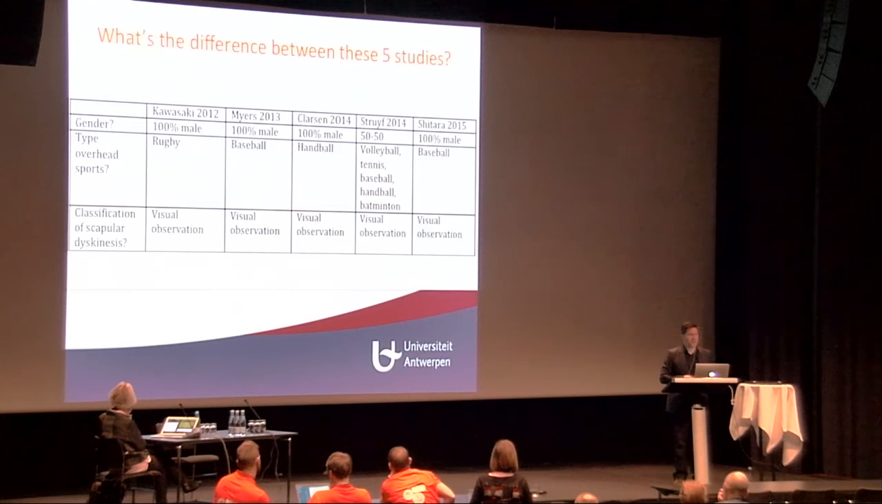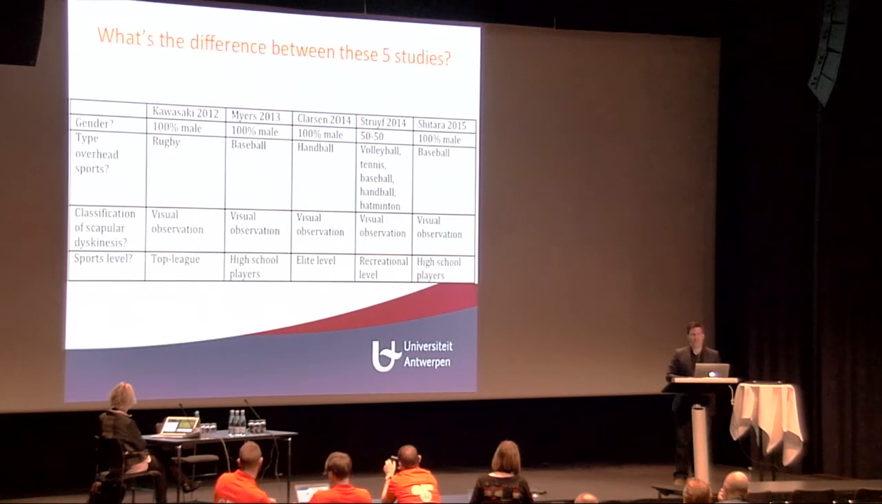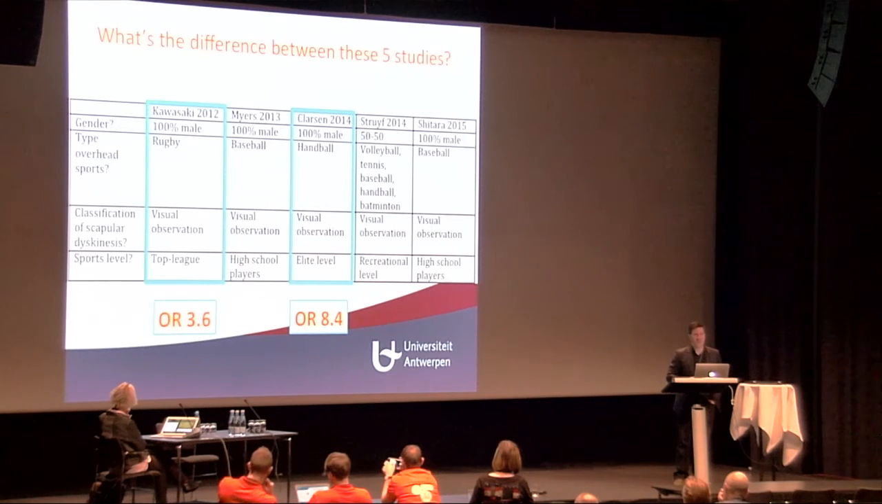All the same. Is it the level of sports? And here we have some difference. Look at the ones that predict shoulder pain, and we see a clear difference. Here the rugby players were top league players. The handball players were elite level players. And we had recreational level, high school players.